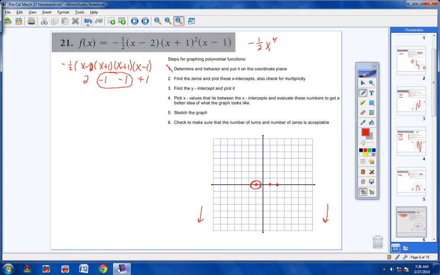So this x-intercept right here is special. Okay, the graph's either going to come down and go like this, or come up and hit it and go back down. One of those two scenarios. So don't forget, negative 1 is one of my tangent x-intercepts.